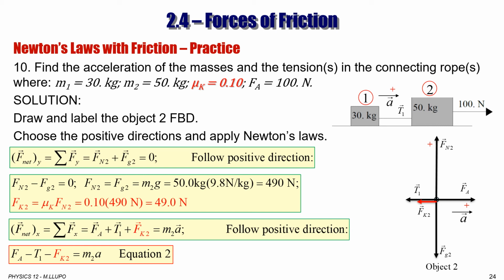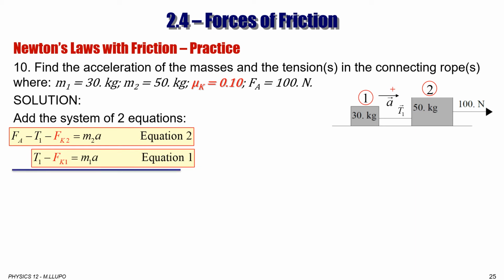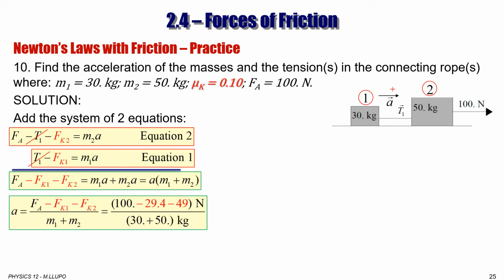So we can write it: Fa minus T1 minus Fk2 is equal to m2a. That is equation number 2. Next step, as you already know, is just to add them together. Make sure the tensions cancel, otherwise you have made some mistake. And then Fa minus Fk1 minus Fk2 is equal to m1a plus m2a. You factor a, multiplied by m1 plus m2. You solve for a, and you see all in red are the effect of the kinetic force of friction.